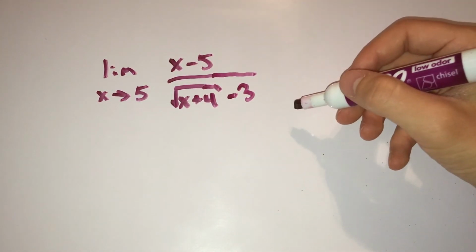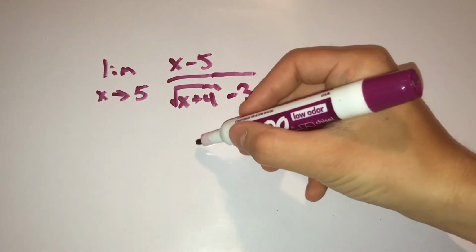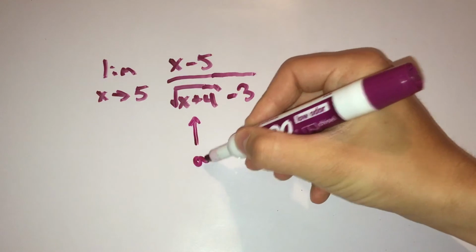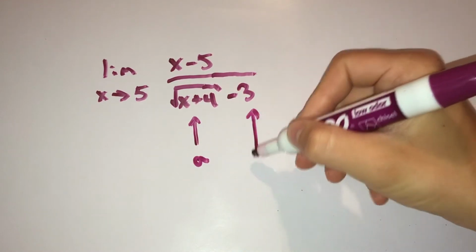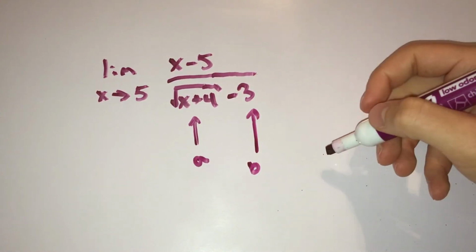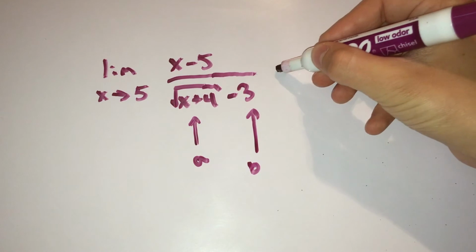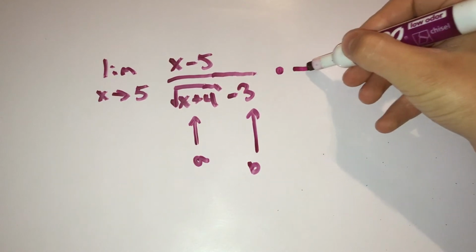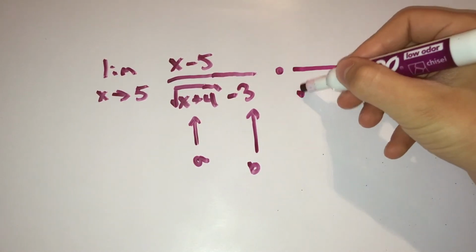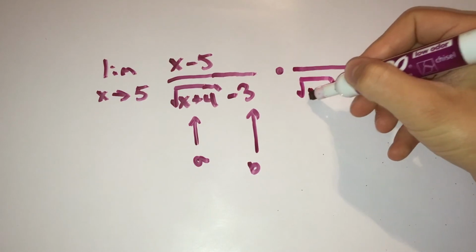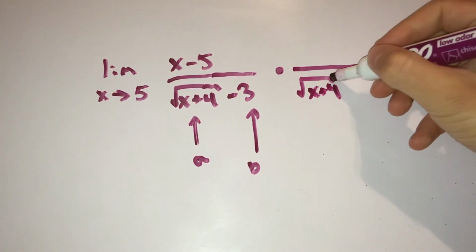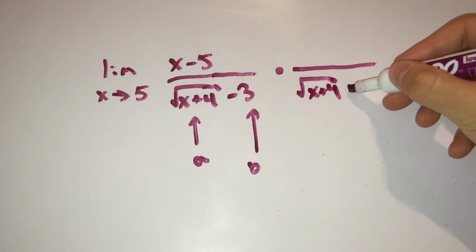You'll notice that the denominator has a square root in it and also has two terms. Now this is what we want for our a and b. We want to take the conjugate of the denominator here. You'll notice that the sign in between them is minus in this case. So we're going to multiply both the numerator and the denominator because we don't want to change the function by square root of x plus 4 plus 3.